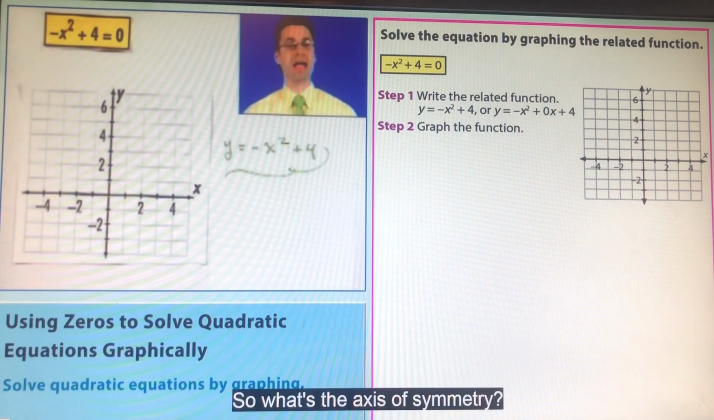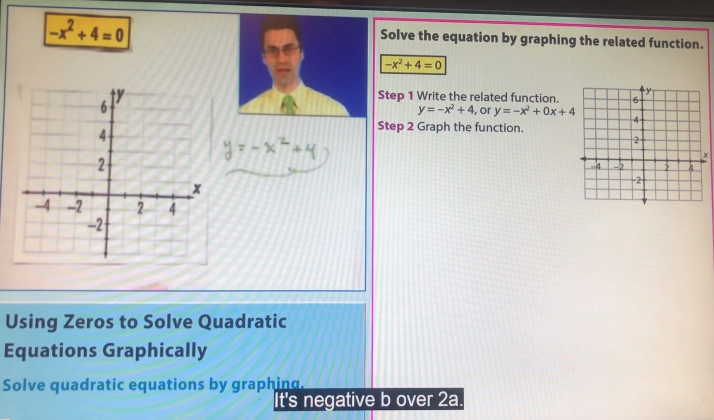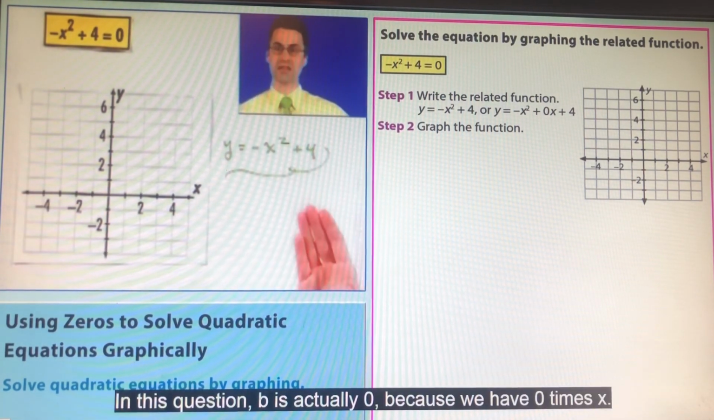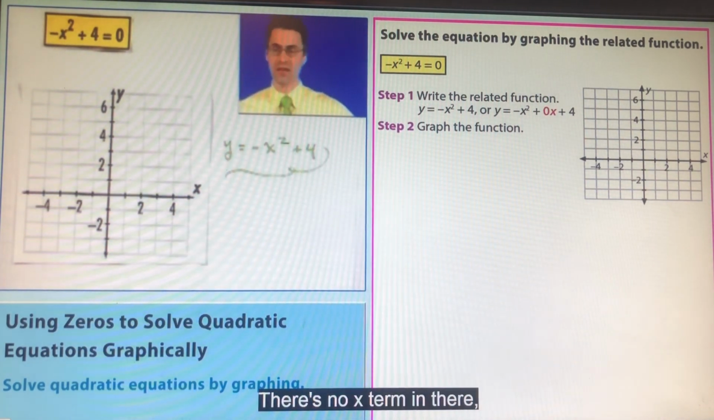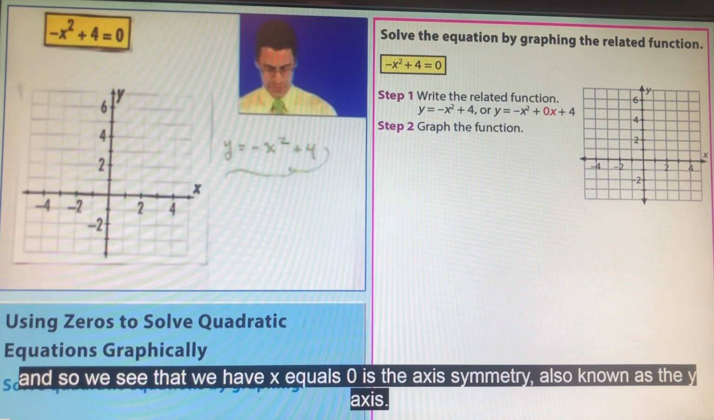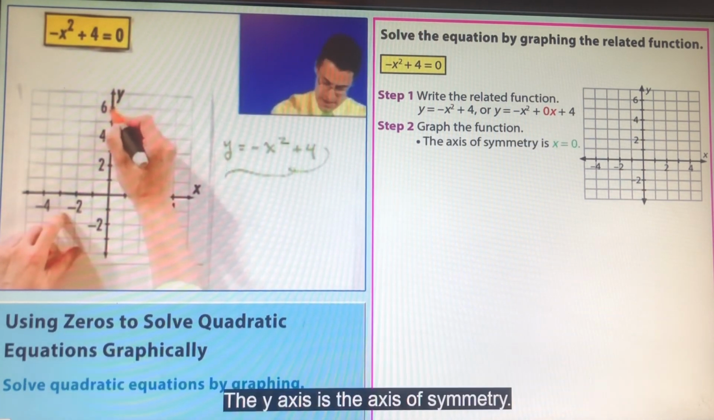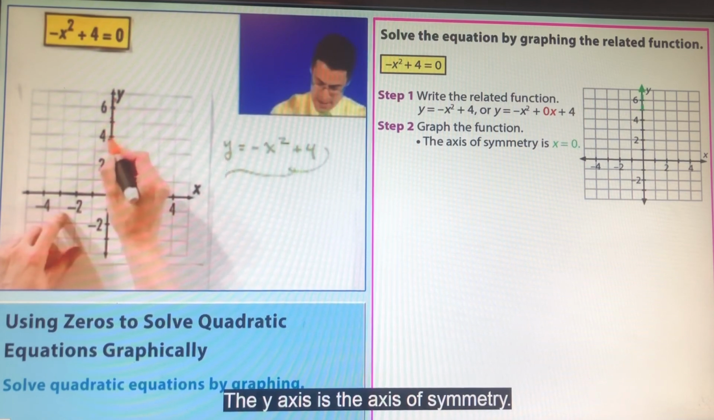So what's the axis of symmetry? It's negative b over 2a. In this question, b is actually 0 because there's no x term in there. And so we see that x equals 0 is the axis of symmetry, also known as the y-axis. The y-axis is the axis of symmetry.